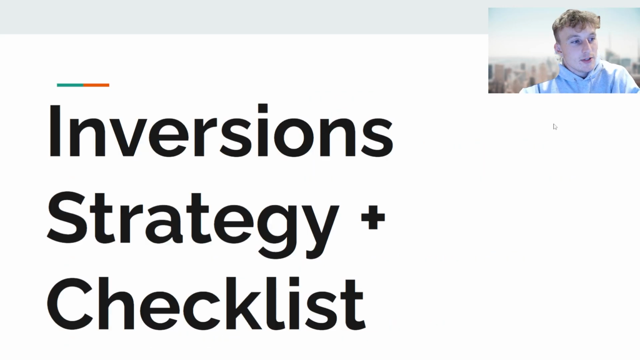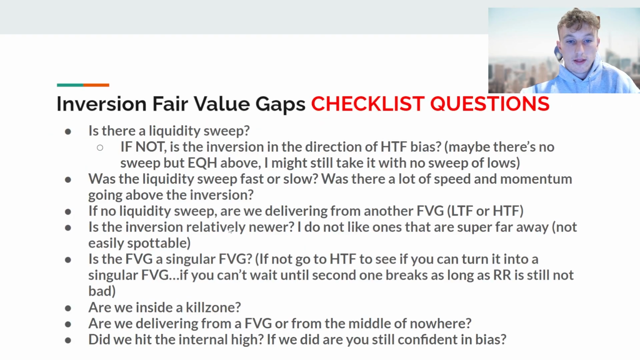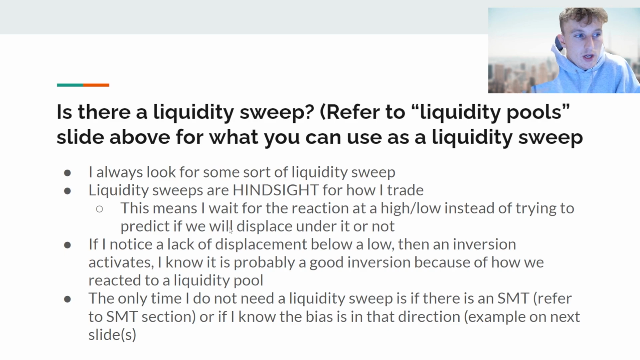So let's get into all the individual bullet points. Again, this is going to be the individual bullet points of all these. So first one, is there a liquidity sweep? And again, a liquidity sweep could be anything like if we go above or below equal highs, data highs, previous day high. Refer to my liquidity pool slide. Use that for your liquidity. It's not just going to be random saying high or low. It has to be something that I said in the liquidity pool slide.